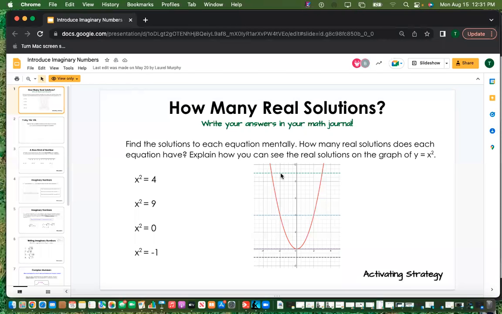Okay, so we're gonna find the solutions to each equation mentally. So how many real solutions does each equation have? Okay, so if I'm gonna solve this first one, I'm gonna do what to get rid of this square right here? What's the opposite of squaring something? Taking the square root. So if I take the square root of both sides, that's gonna give me x equals +2 and -2. Another way you're going to see this answered is positive and -2.